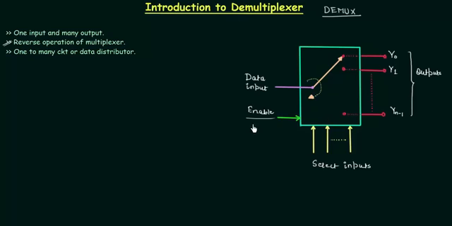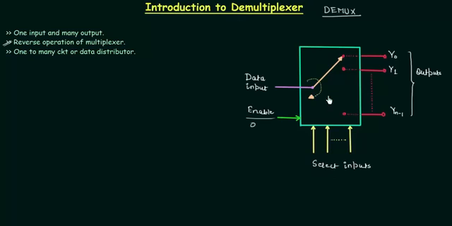If this enable is 0 or low, the circuit is not operational and we will have 0 at all the output terminals. If this enable is high, then our demultiplexer is operational and the data input is transferred to any of these outputs depending upon the select inputs.